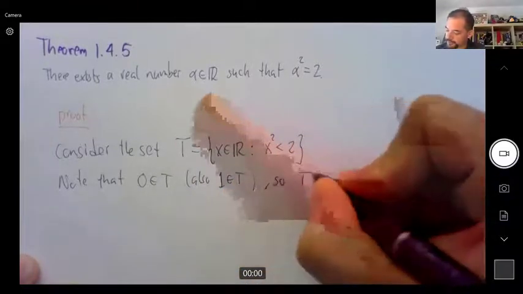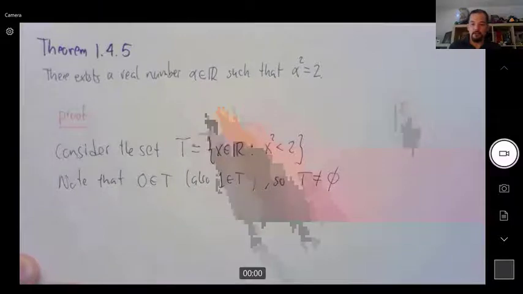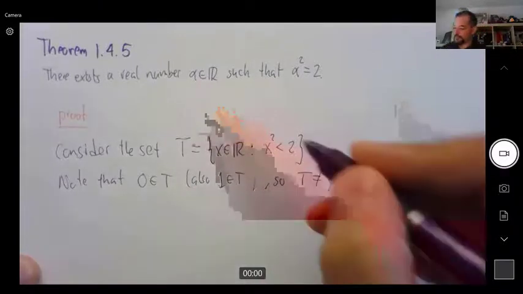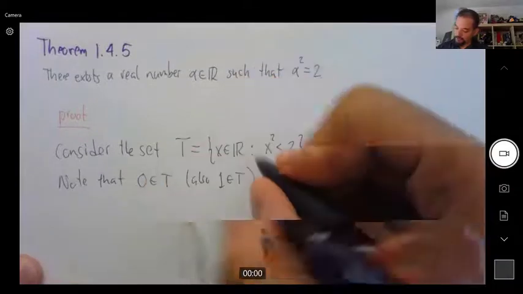So T is definitely not empty. Okay, perfect. So that's the first part. And the second part is, is it upper bounded? Can we find an upper bound? Well, what could be an upper bound of this set? 2, for example.